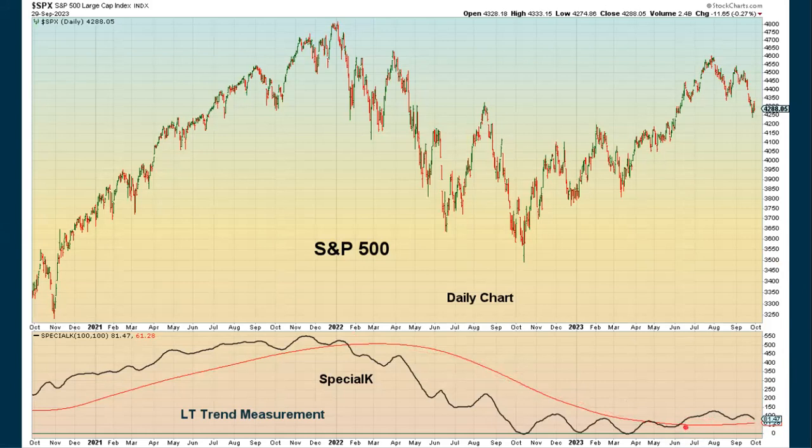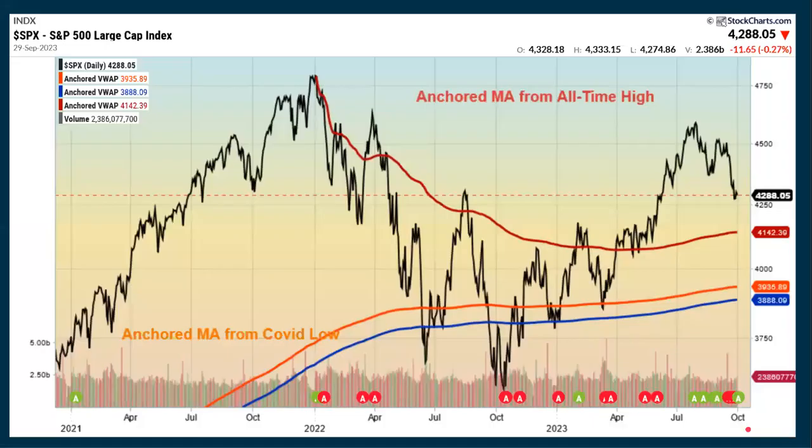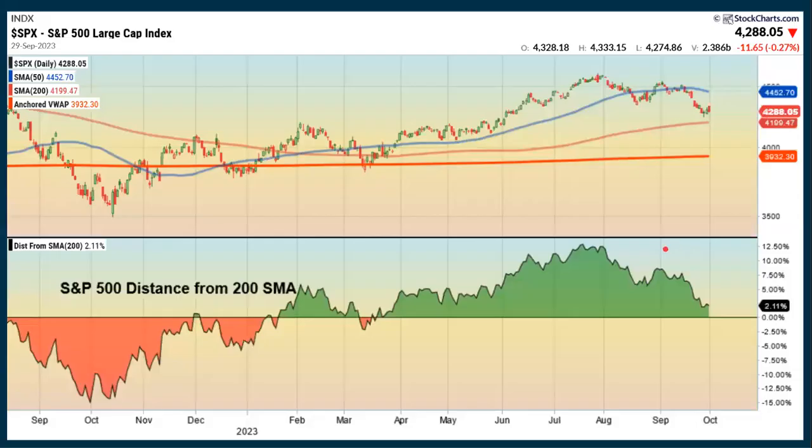We crossed back in June, and it looked like things were turning more positive, and it is rolling over a bit, but it hasn't crossed over negative yet. Then we look at an anchored moving average going back to the all-time high, and we're well above this red line, so I haven't been showing this chart. We want to know how far we are above or below the 200-day simple moving average. When it's green, we're positive, even though we've been dropping back lately.